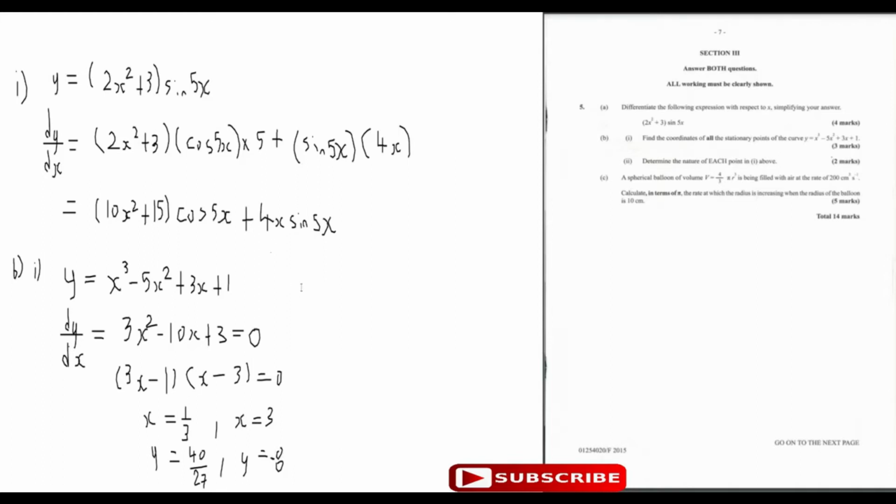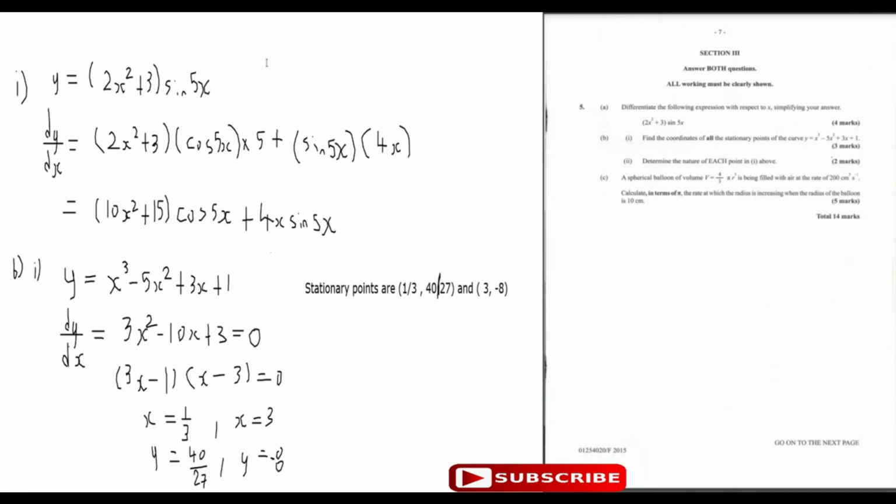So we can tell them that the stationary points are (1/3, 40/27), and (3, -8). Those are the stationary points. It should be 40/27. Nice and easy.